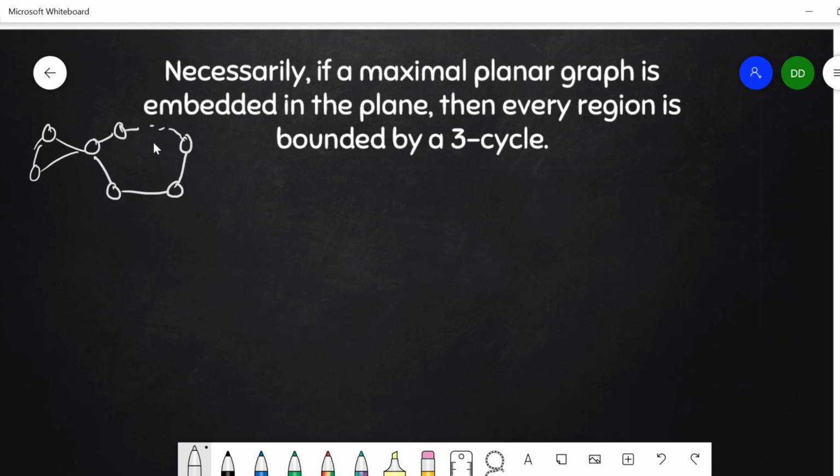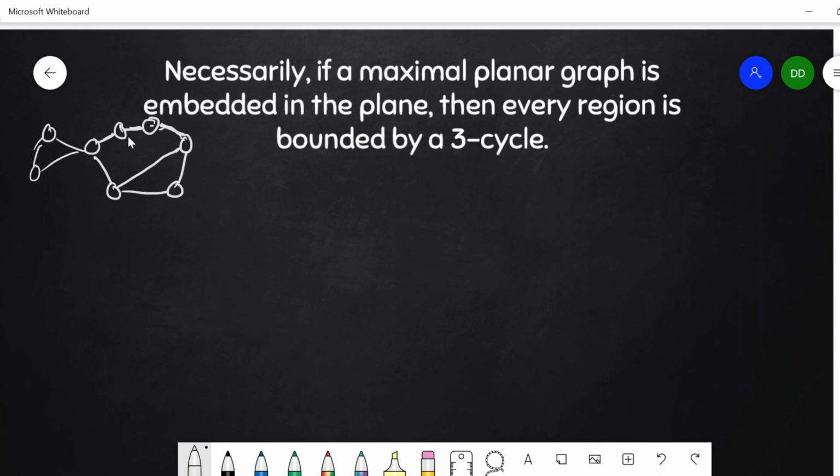Notice I wouldn't have any edges in between vertices in the cycle. Let me make this a concrete cycle, and you can imagine a bigger one as well. Here we have a region bounded by a 6-cycle. What could I do now? If I have a 6-cycle, I could add this edge in, and right there we know that it's not maximal planar because I just added an edge and it's still planar.